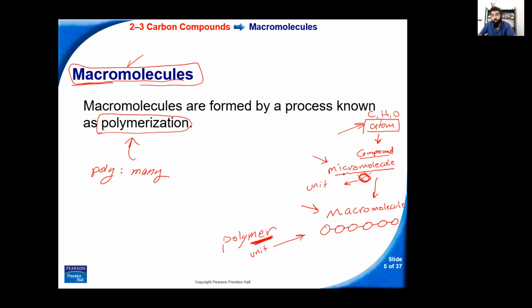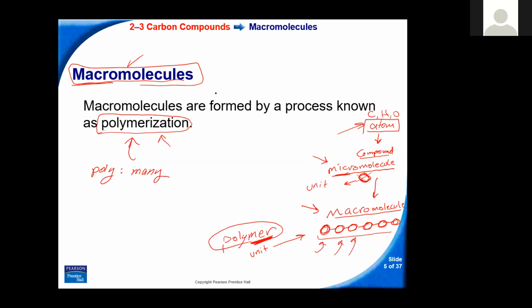Linking the micromolecules together, or linking the smallest units together, is called polymerization. What is the product? The product is a chain of micromolecules. What do we call it? Macromolecule or polymer. Anything, by the way, made of small micromolecules repeated, linked together, repeated, this is called polymer. Got the point? You got the point? Yes.